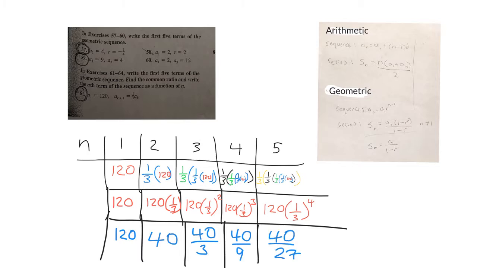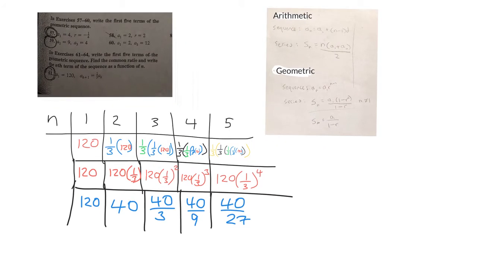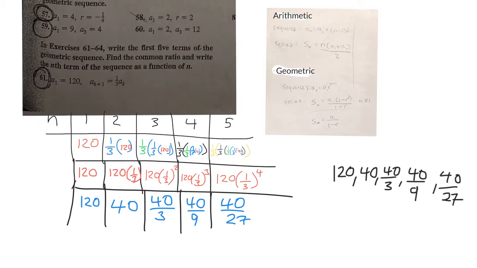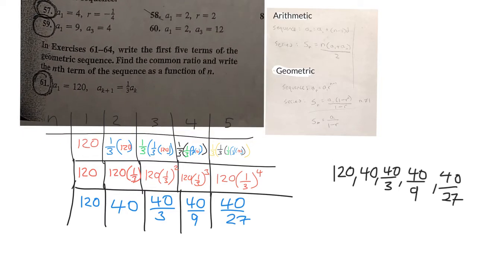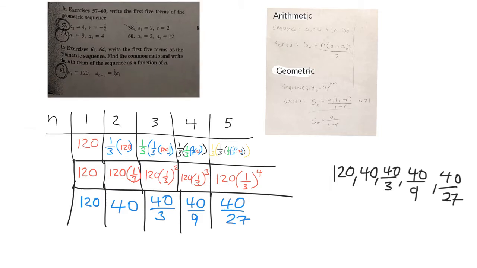And again, if you want to be sort of formal about it, you could always write it off to the side. 120, 40, 40 over 3, 40 over 9, and 40 over 27. Now, they did also want, however, us to find a common ratio and write the nth term of the sequence as a function of n. So in other words, write one of these. So that's what we're going to do.